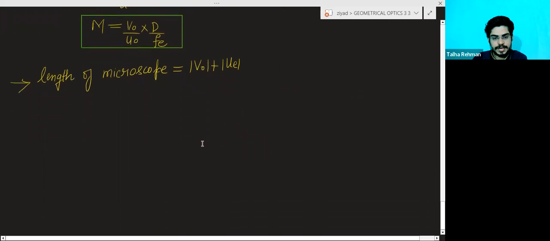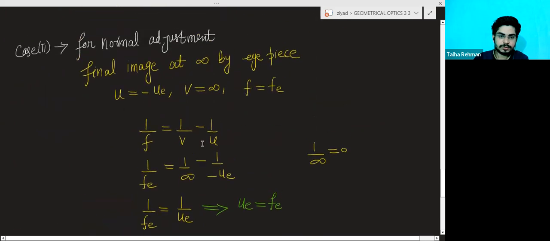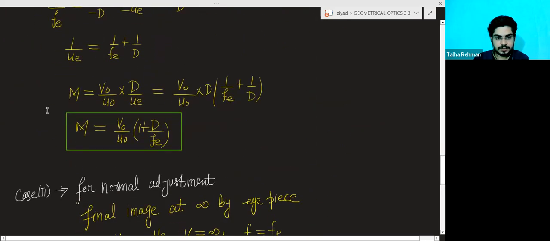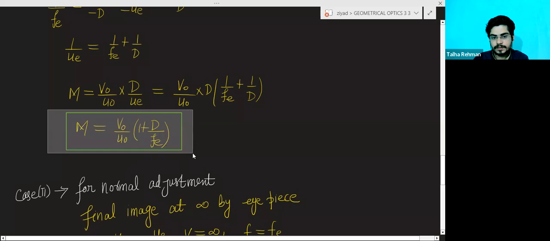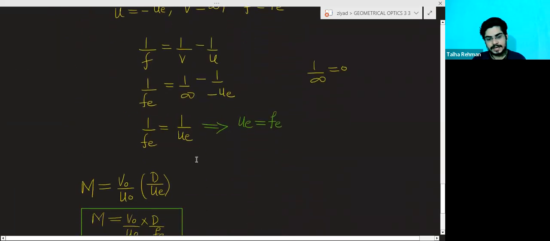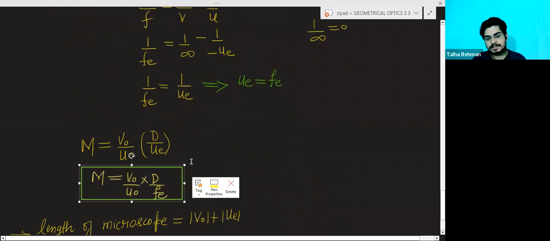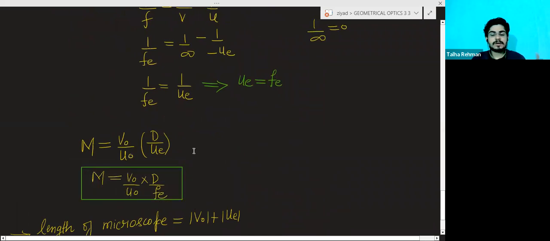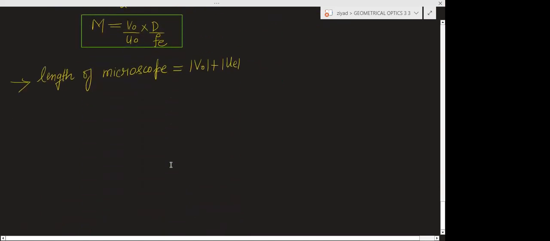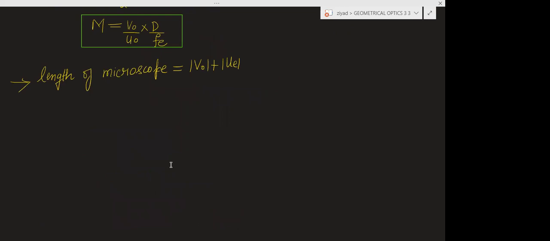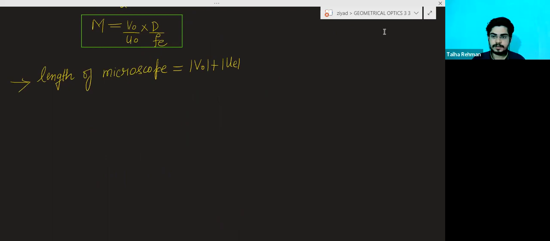Okay, now we have formulas for the compound microscope. First formula is this: V naught by U naught into 1 plus D by FE. And this is the formula for the case of maximum magnification. And in case of the normal adjustment, we have this formula. So we will solve the numerical.